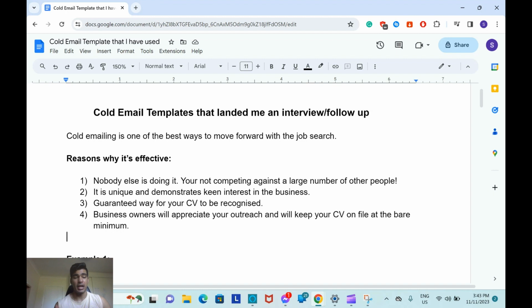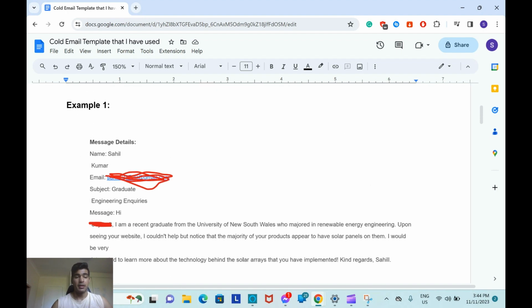So even if you don't have any luck getting a job, and for most of these you won't, what you'll find is that they'll at least keep your CV on file, and they'll get back in touch with you in the event of a job becoming available. So that being said, I'm going to dive into the first example of me doing this. The first example is this one here.